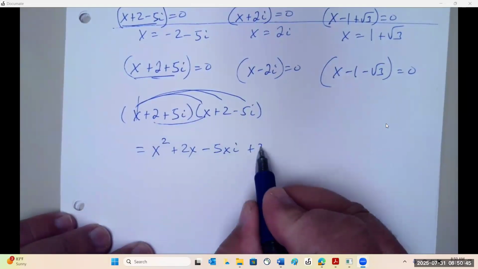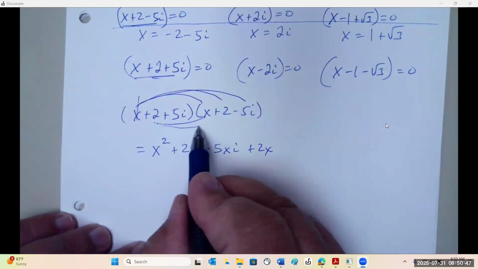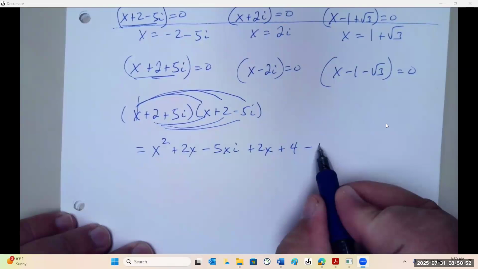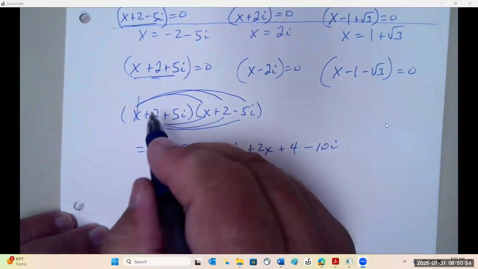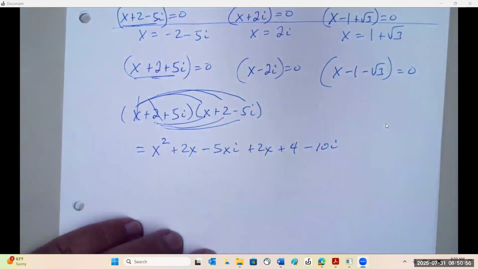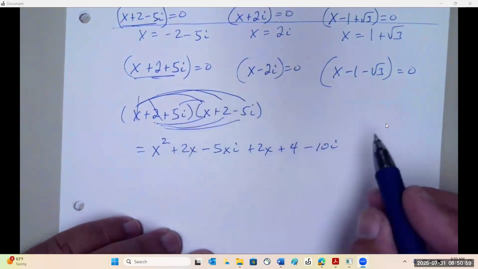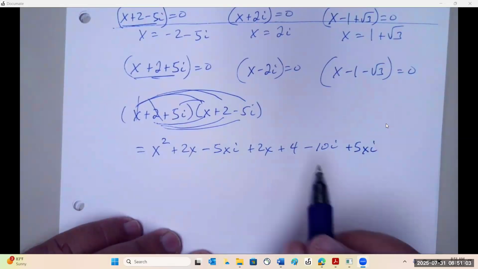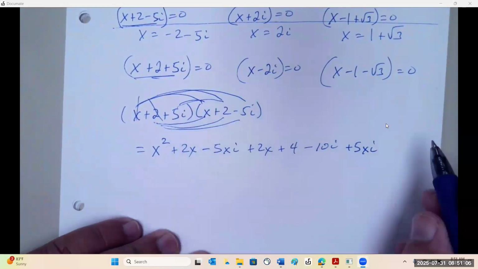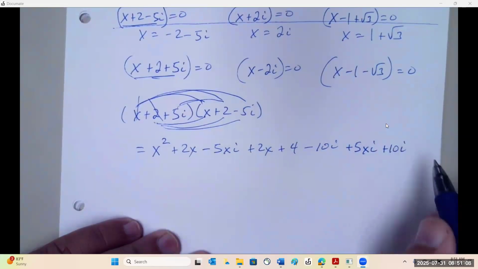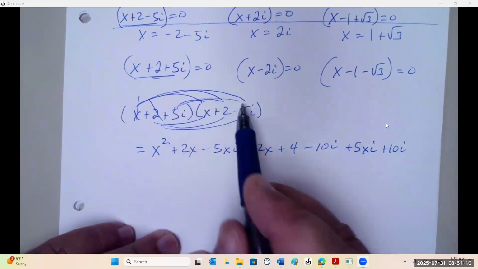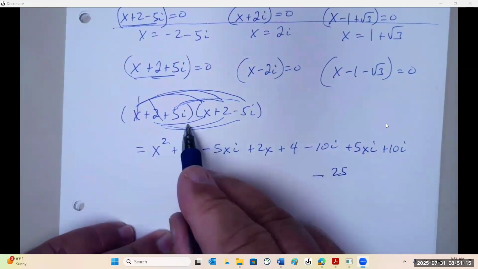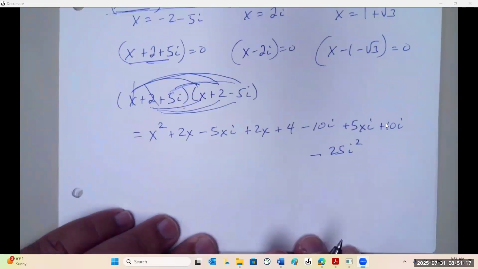2 times x is 2x. 2 times 2 is 4. 2 times negative 5i is negative 10i. That does it for this one. 5i times x is positive 5xi. 5i times 2 is positive 10i. Positive times negative is a negative. 5 times 5 is 25. I times I is I squared.